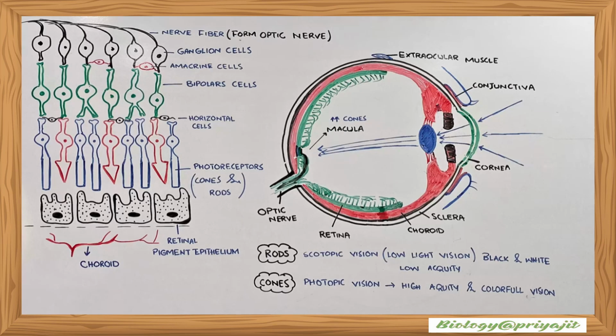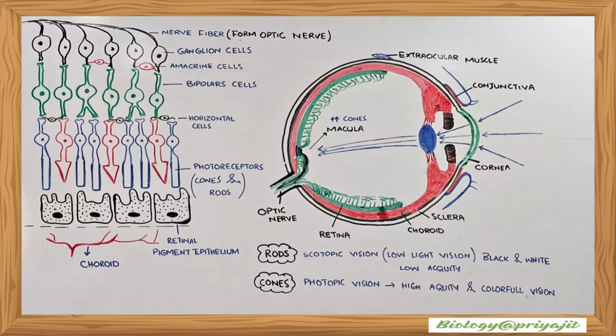This image is a diagram of the human eye and the retinal layers. This is the right side. This is the eye structure, it shows a cross section of the eyeball. The major parts labeled: cornea, that is the front transparent layer. This is conjunctiva, a covering membrane. This is extraocular muscle for eye movement. There is sclera. This white region is the sclera, white protective coat.